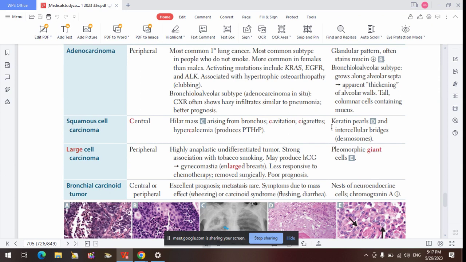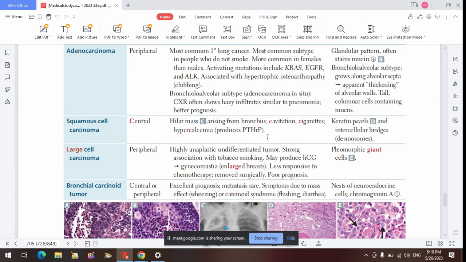It is associated with smoking, and its paraneoplastic manifestation is what? Release of PTH-related peptide. So it is not PTH, but PTH-related peptide. You can see both of them in the options. Please don't go for PTH. PTH-related protein is what is causing the hypercalcemia.